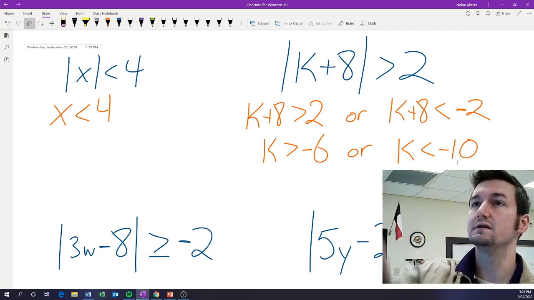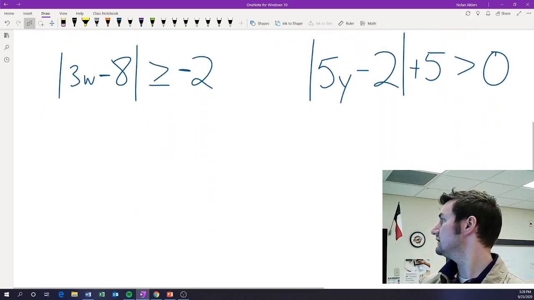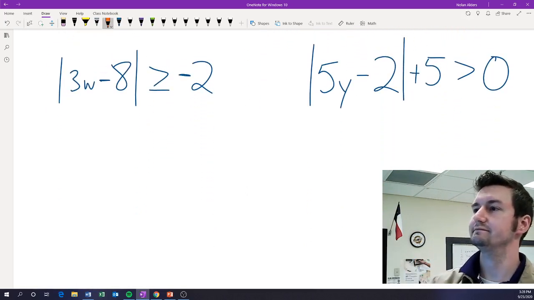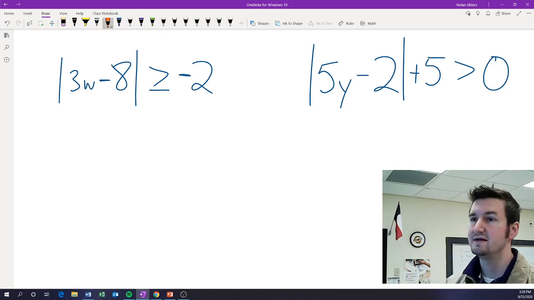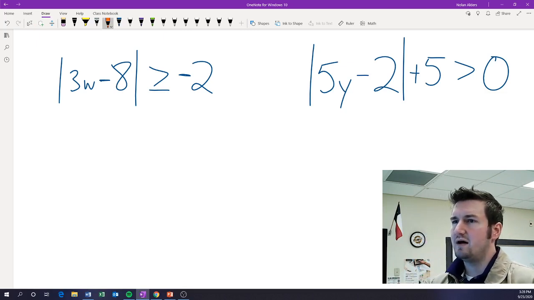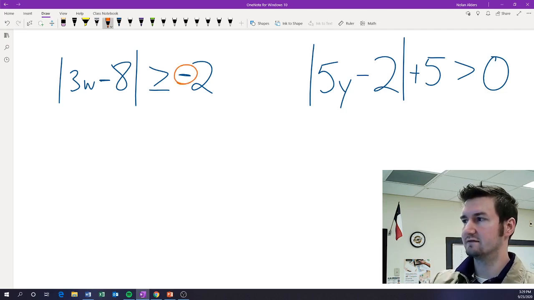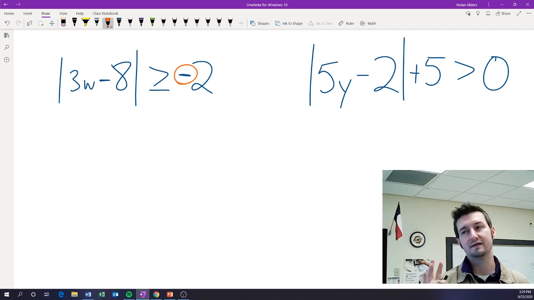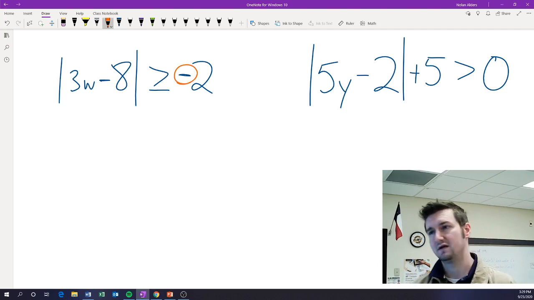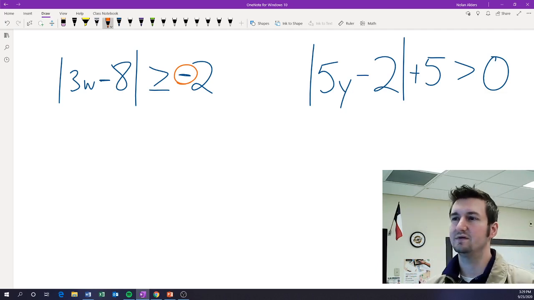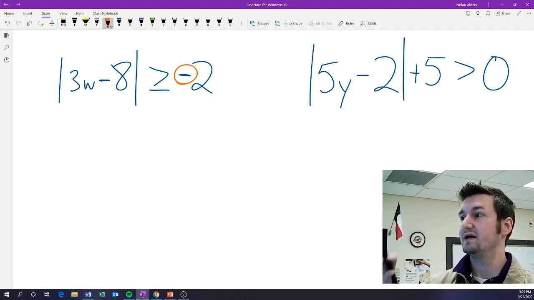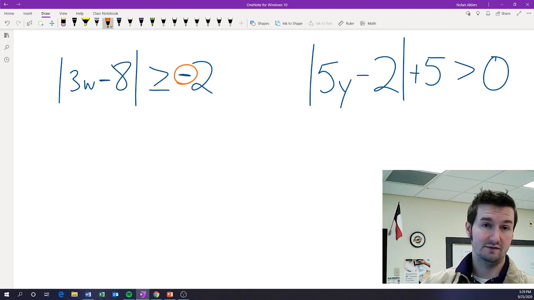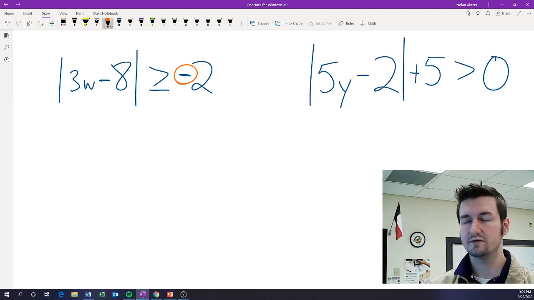Let's take a look at a few more here. We're going up in difficulty every time, trying to get a little more complicated. So let's look at this one. First of all, notice that there is a negative right there, and that's going to be one of our special cases. Remember, anytime you've already isolated the absolute value on the left and you have that greater than or less than a negative, that's going to be one of our special cases.